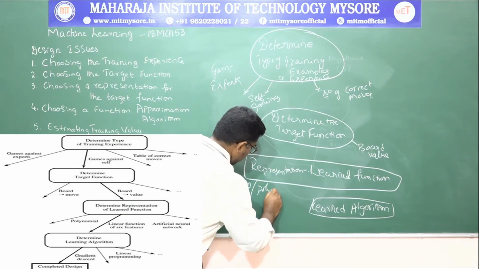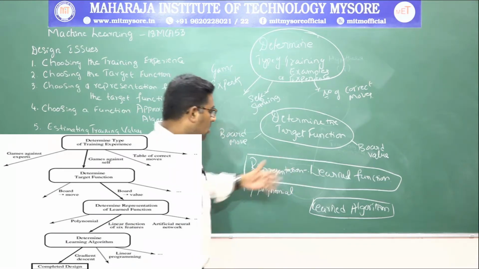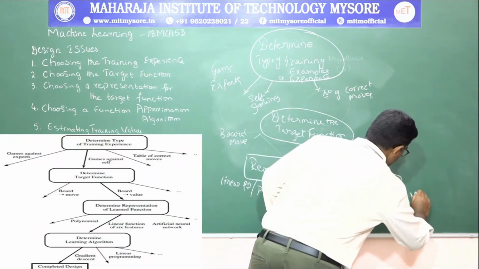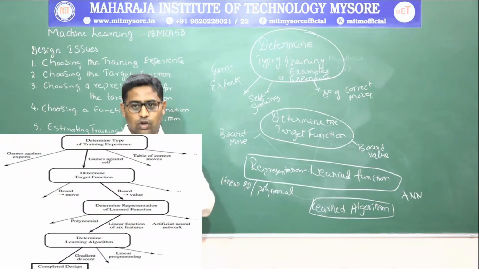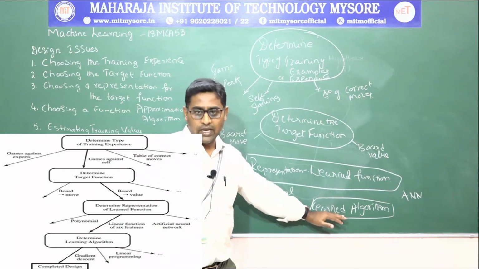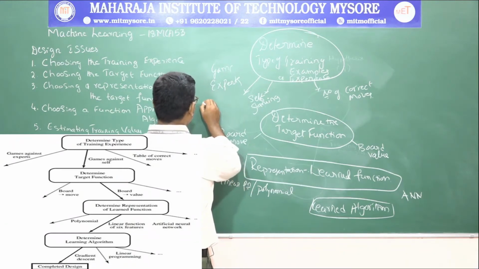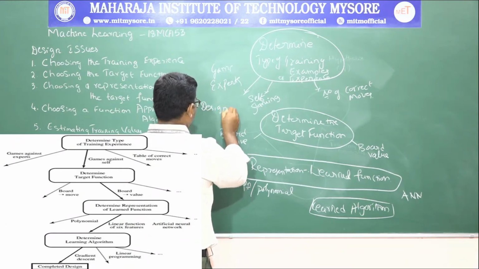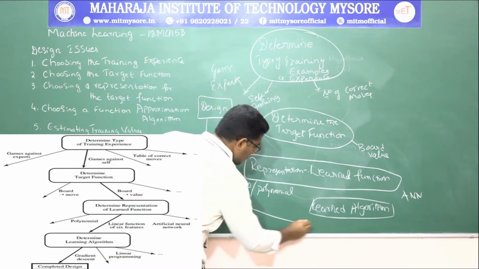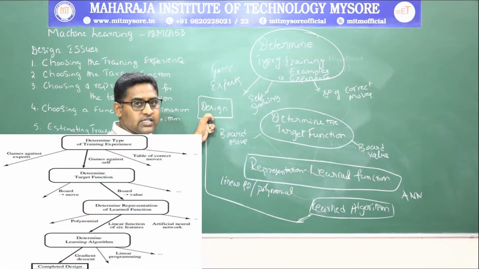or a polynomial, or what you call artificial neural networks. Next, finally after the learning algorithm, a complete design will be done based on linear programming or based on gradient descent, etc. So this is how a system will be complete and the final design will be achieved.